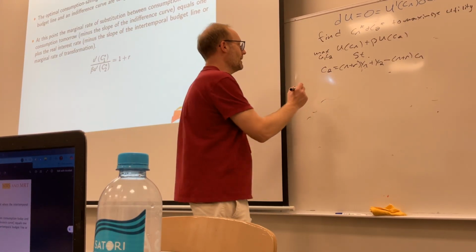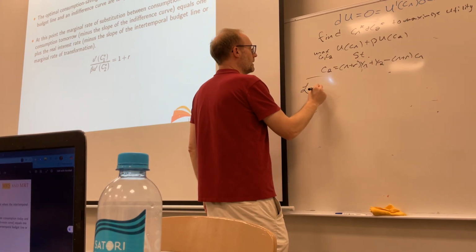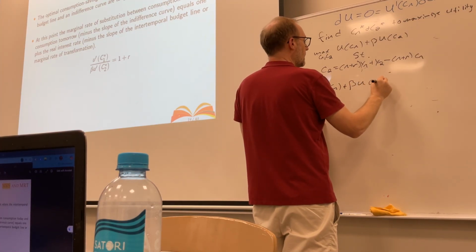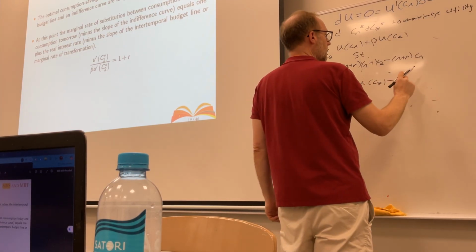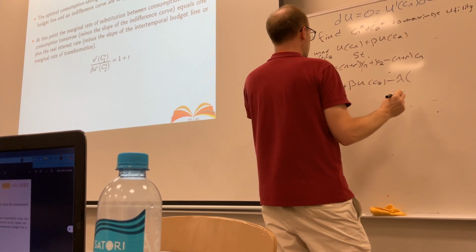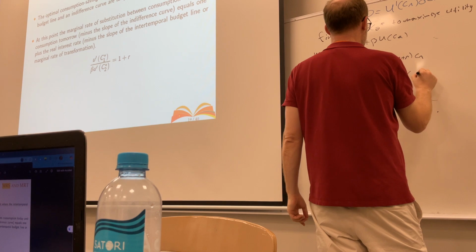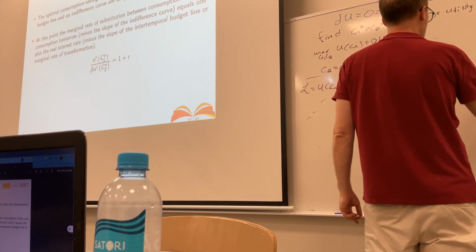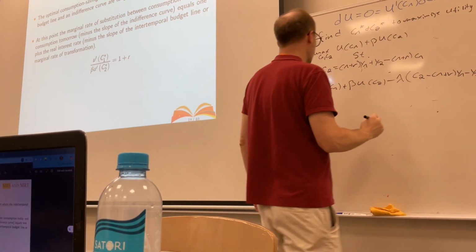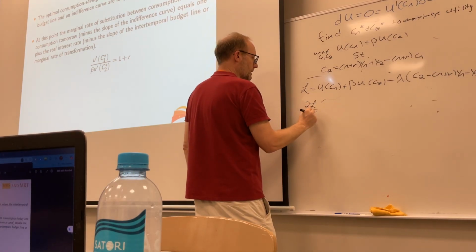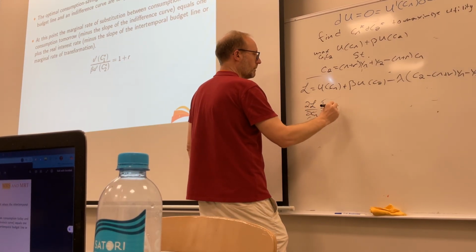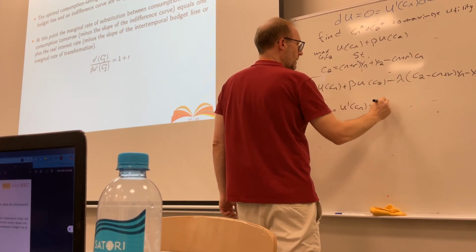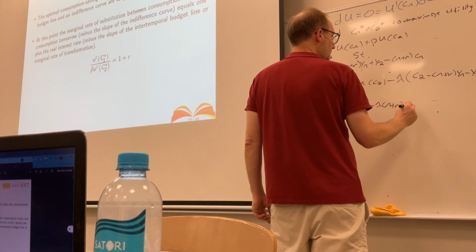Lagrangian? Yeah, we could write the Lagrangian equals u of c1 plus beta u of c2 minus lambda times c2 minus 1 plus r y1 minus y2 plus 1 plus r c1. The derivative of the Lagrangian with respect to c1 equals 0. So we get u prime c1 minus lambda times 1 plus r.